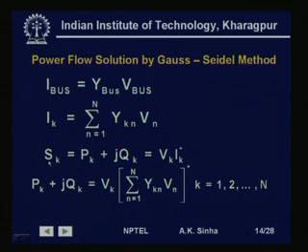Now, if we write the complex power injection, S k is equal to P k plus j Q k. This is equal to V k I k conjugate. This we had already seen, and if we want we can replace this I k here, then we have P k plus j Q k is equal to V k times the conjugate of the summation Y k n V n, n is equal to 1 to capital N, for all the busbars, that is k is equal to 1 to capital N.